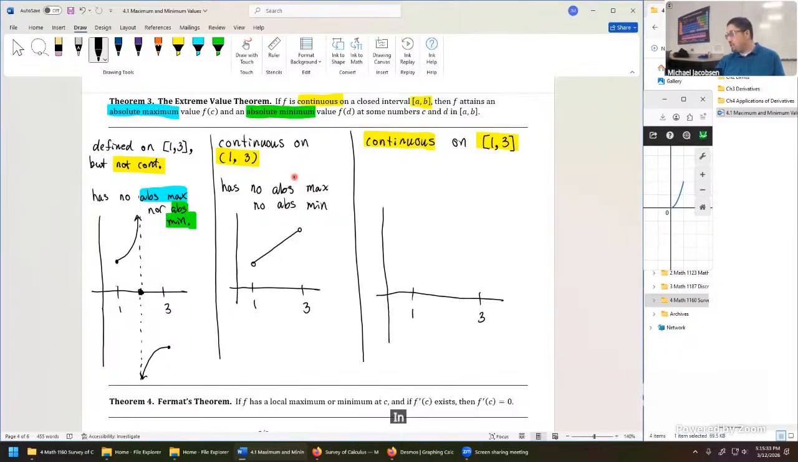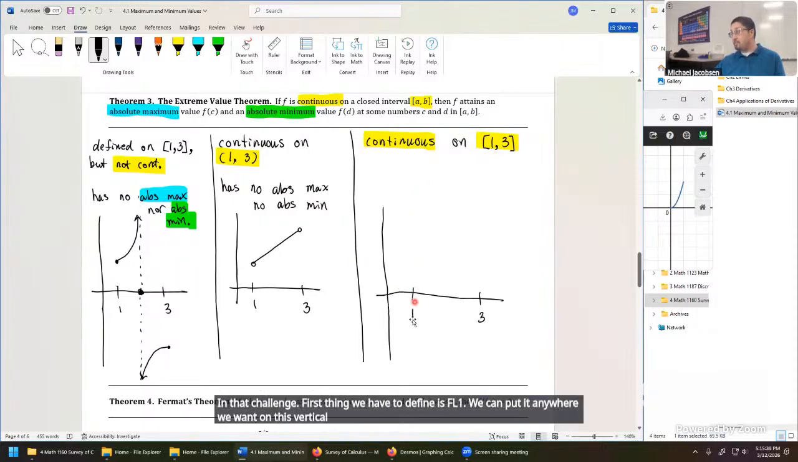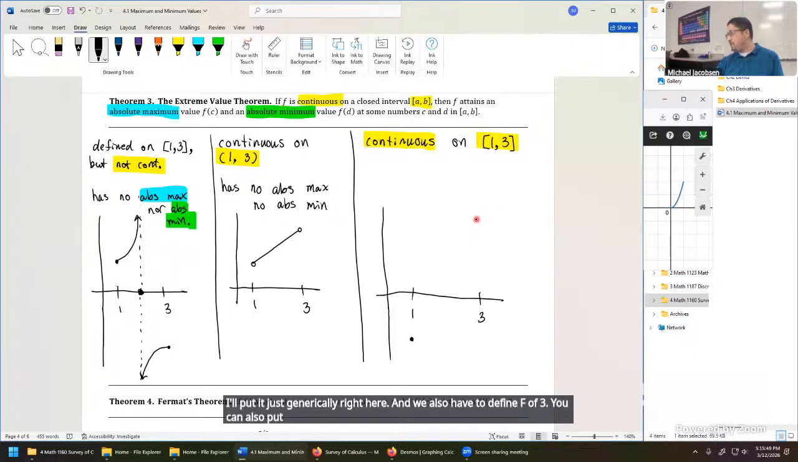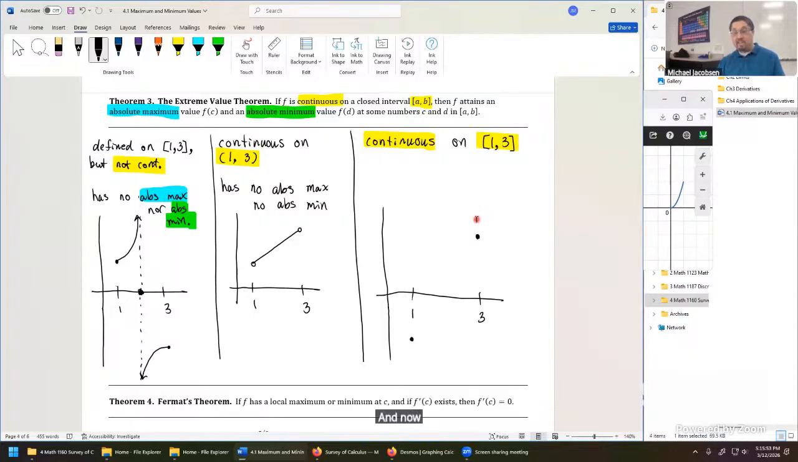In that challenge, the first thing we have to define is f at 1. We can put it anywhere we want on this vertical strip where the red dot's moving. I'll put it just generically right here. And we also have to define f of 3. You can also put this wherever you'd like. I'll just put it, say, way over here. And now if you're trying to prevent this from being an absolute maximum, the function has to go higher, right? So let's make it go higher.